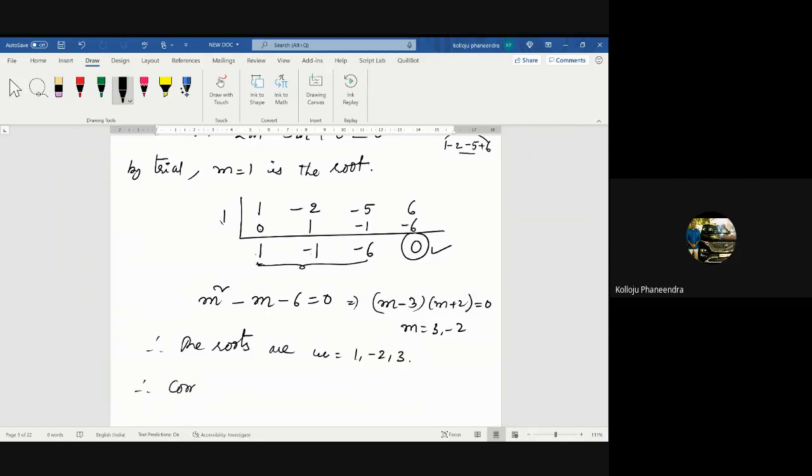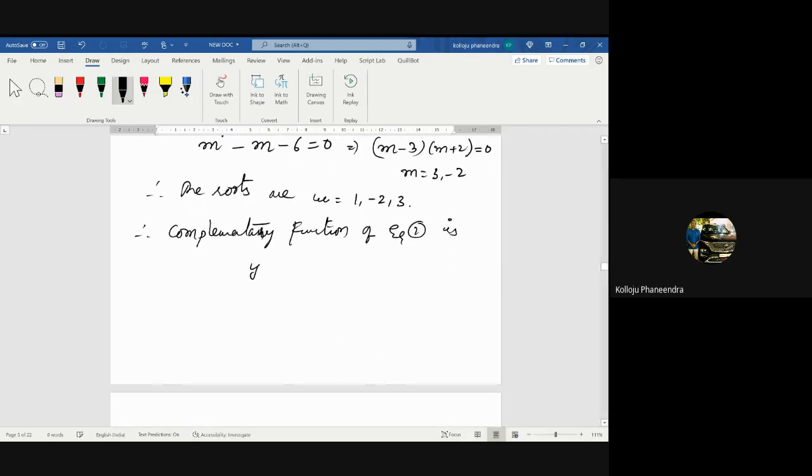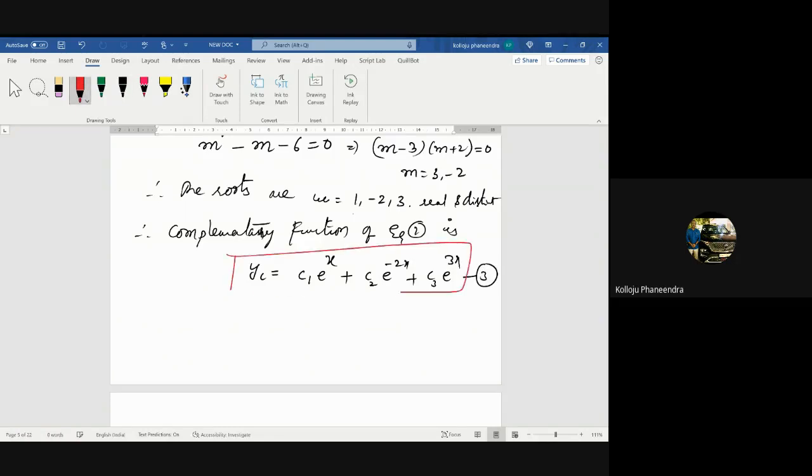Therefore, the complementary function of equation 2 is yc. Yc equal to how? All roots are real and distinct. Therefore, the solution is what? For 1, e power x, c1 into, for minus 2, e power minus 2x, for 3, e power 3x. Equation 3. This is yc. One part is over.